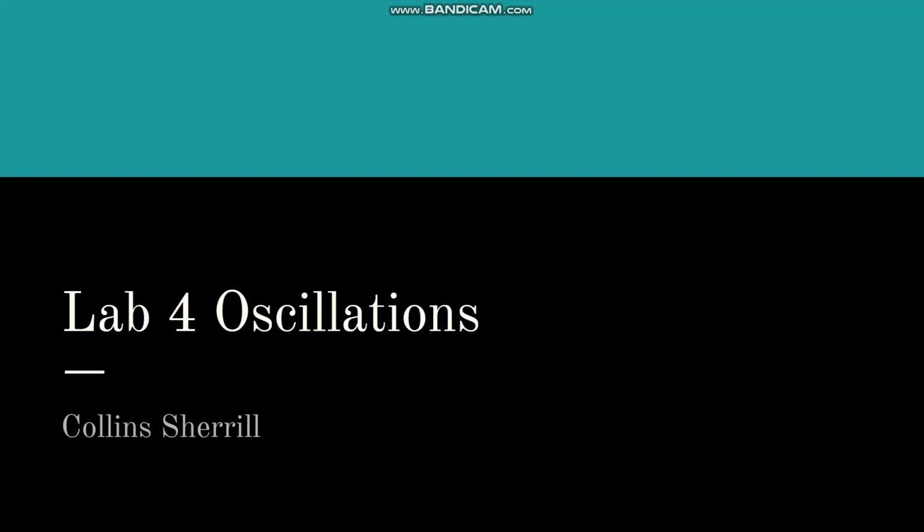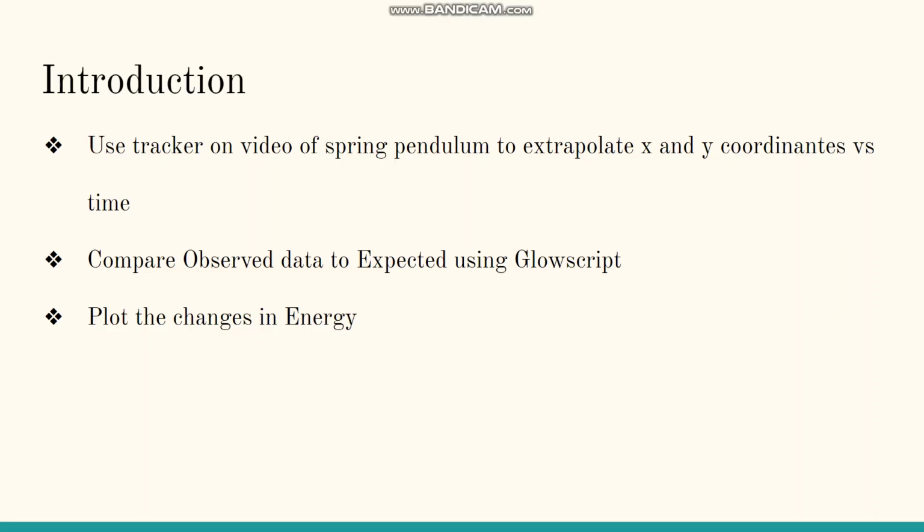Lab 4, Oscillations. In this lab, I'm going to use Tracker on a video of a spring pendulum system and then extrapolate out the x and y coordinates versus time from that. Then I'm going to create a model in GlowScript and compare the observed data to the expected data. And then finally, I'm going to plot the changes in energy of the model.